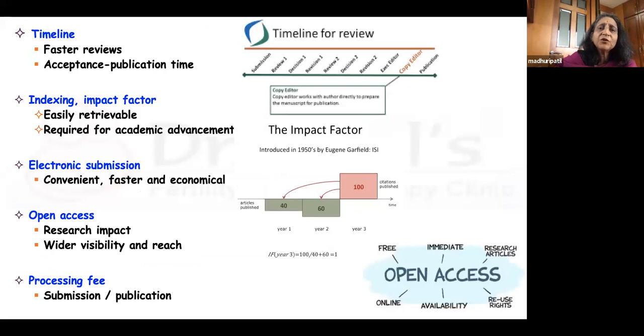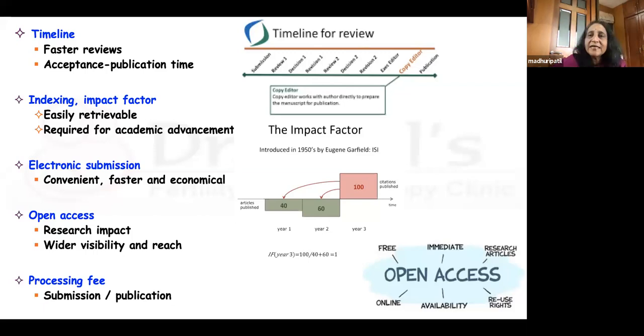The second thing we need to see is the timeline. So you have to see which journal reviews fastest and what is the acceptance to publication time. Now again, if I want to index my journal in Medline, if my acceptance time is less than 3 months, then I cannot really index. It has to be anything more than 3 months.